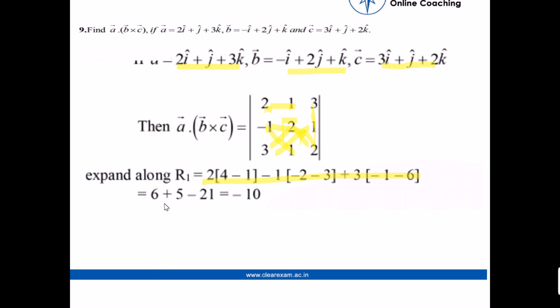After solving the equation we get 6 plus 5 minus 21. After solving this we get minus 10. So we get the value of this as minus 10 by using the matrix formula. Thank you.